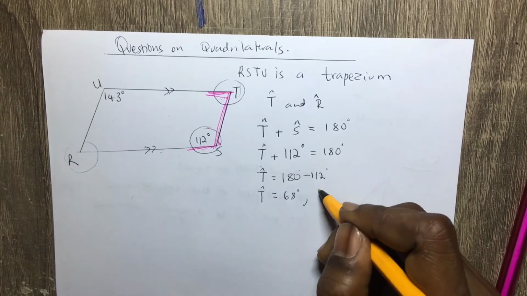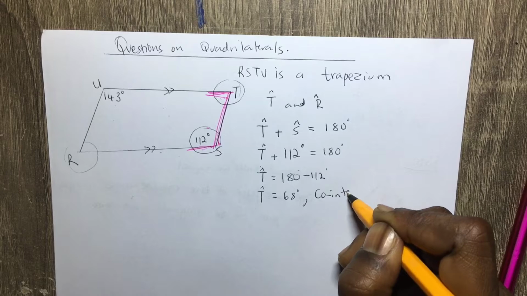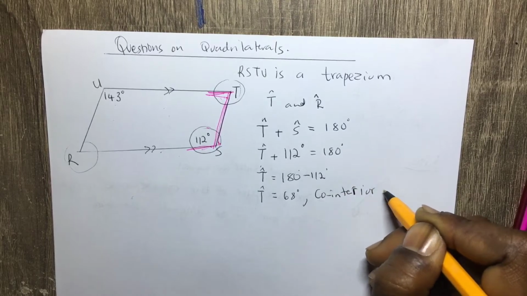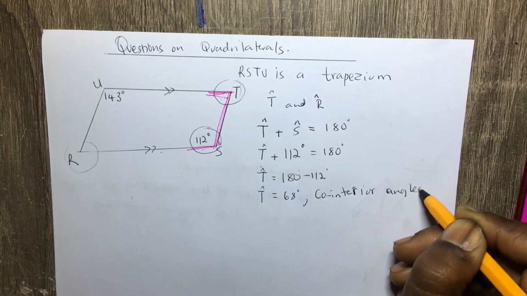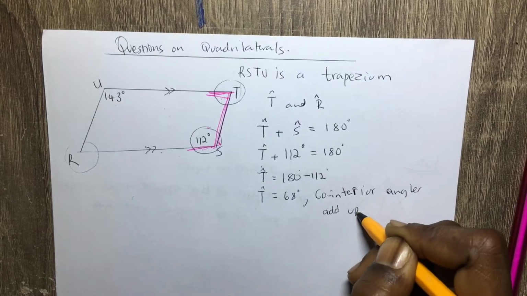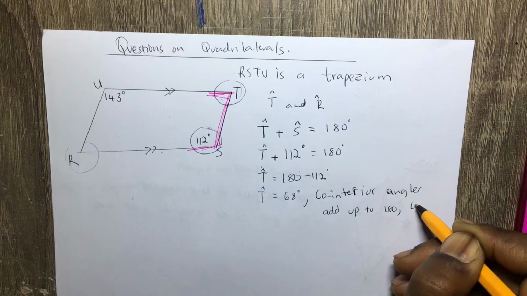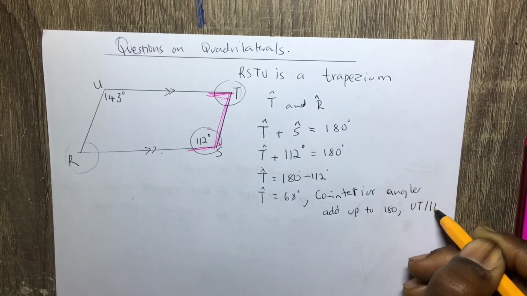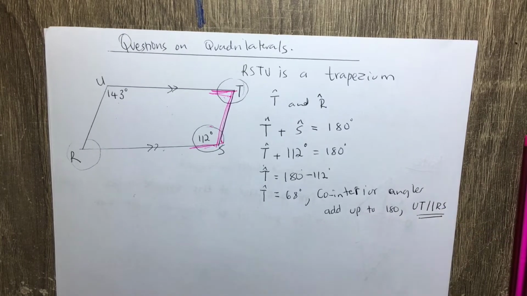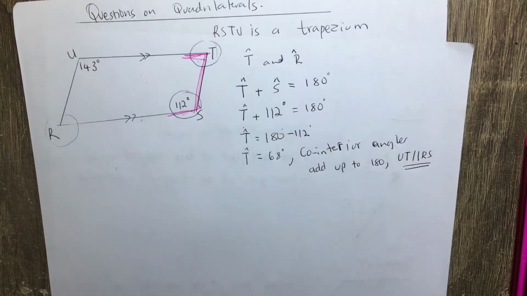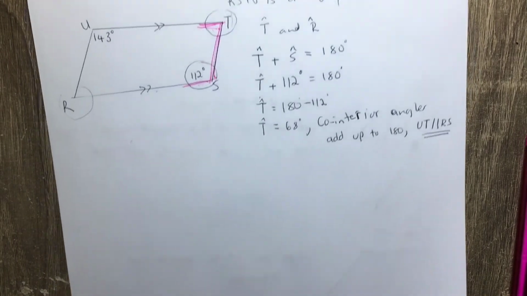Which rule did we use here? We used co-interior angles add up to 180 because UT is parallel to RS. It's very important to mention that statement to show which lines are parallel.